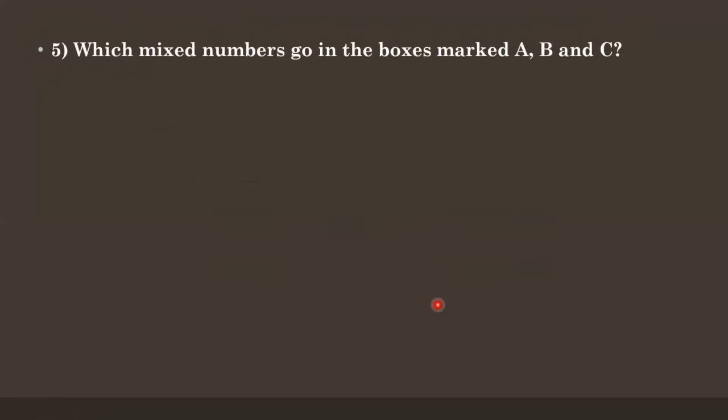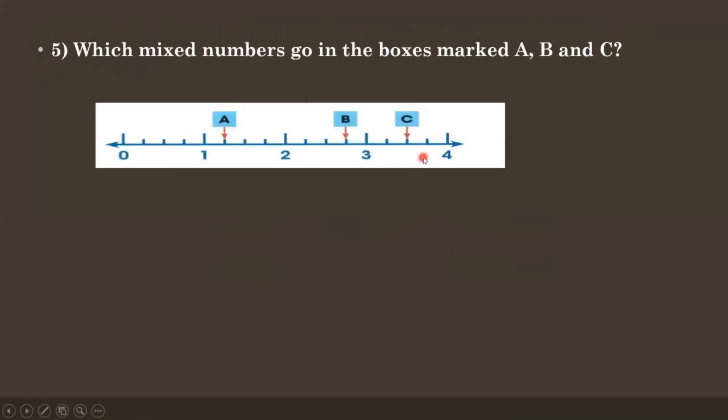Which mixed numbers go in the boxes marked A, B and C? So this is a number line. This is A, this is B and this is C, and you have to find what mixed number comes at A, B and C. Shall we start doing the answer? This is a very simple question. The only thing you need to know is what all these divisions represent. If you know which fractional number each division represents, it's very easy to write the numbers represented by A, B and C.